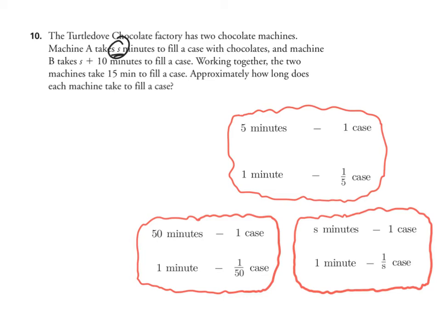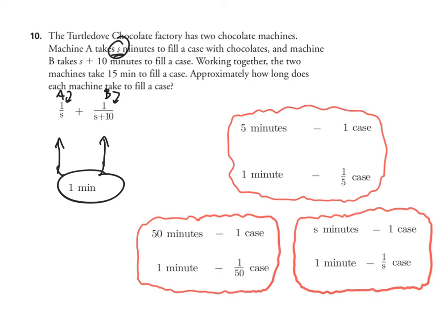So let's see, machine A in 1 minute fills 1 over S cases. That's the total amount that is filled after 1 minute from machine A. Machine B fills 1 over S plus 10 cases. So that's in 1 minute. So in 1 minute, that's how many cases are being filled, right? Machine A fills that much, and machine B fills that much.